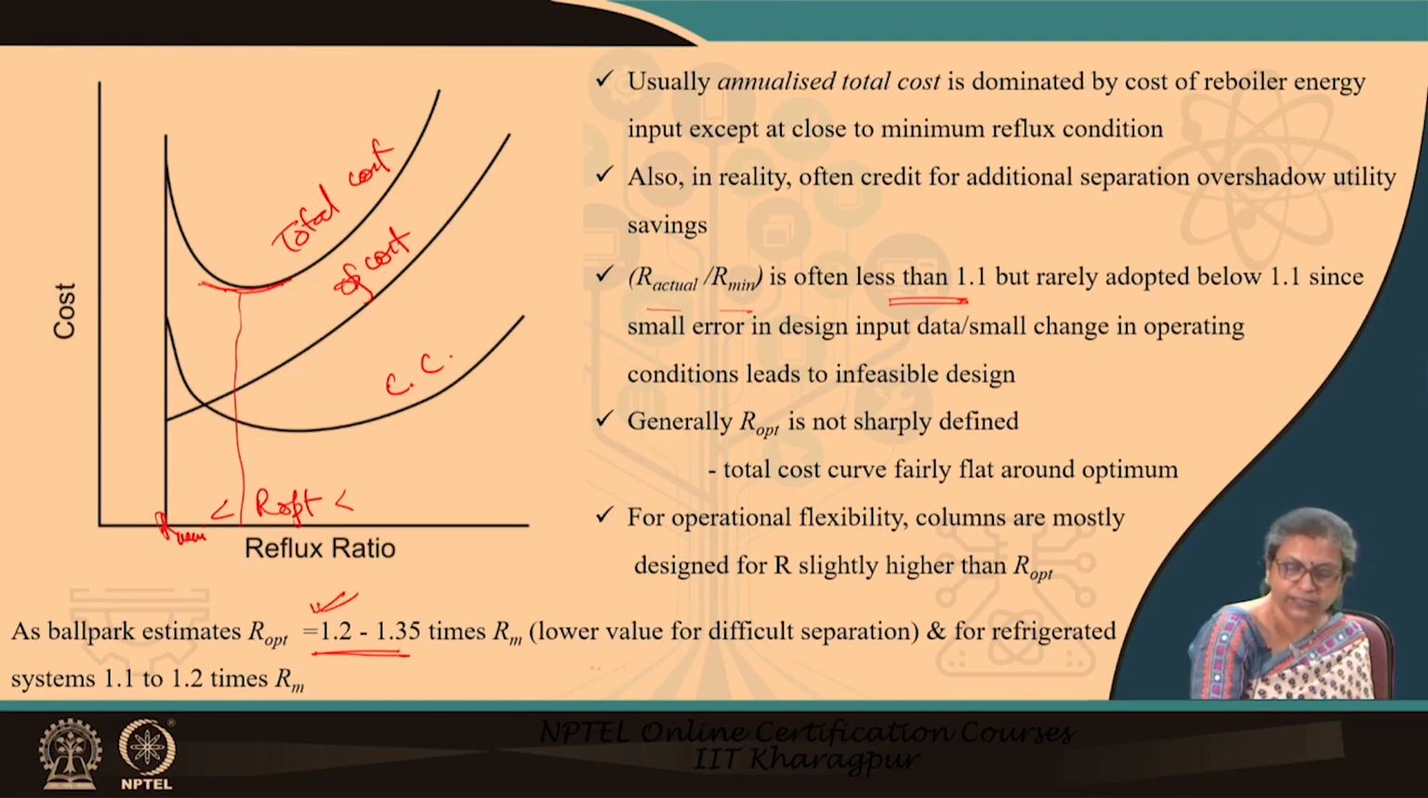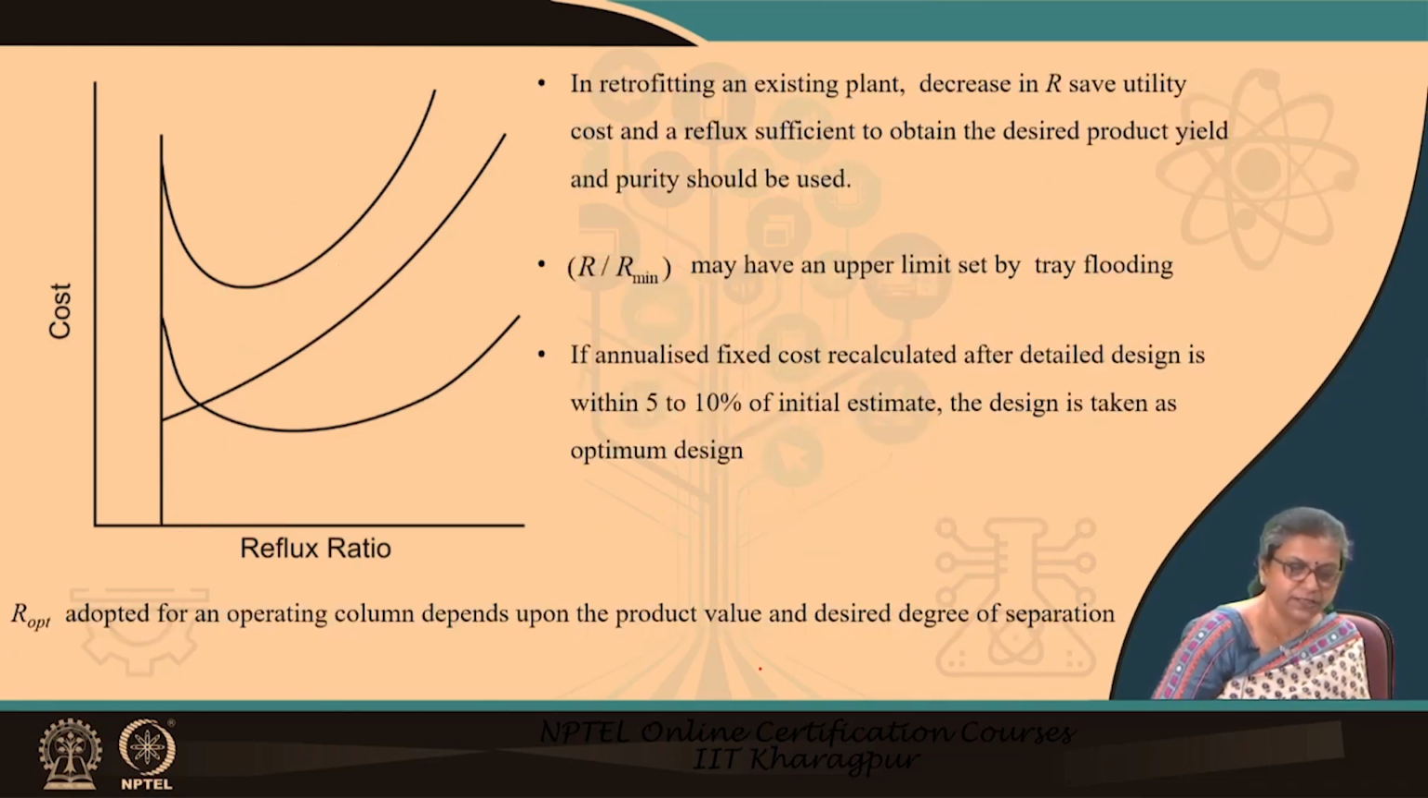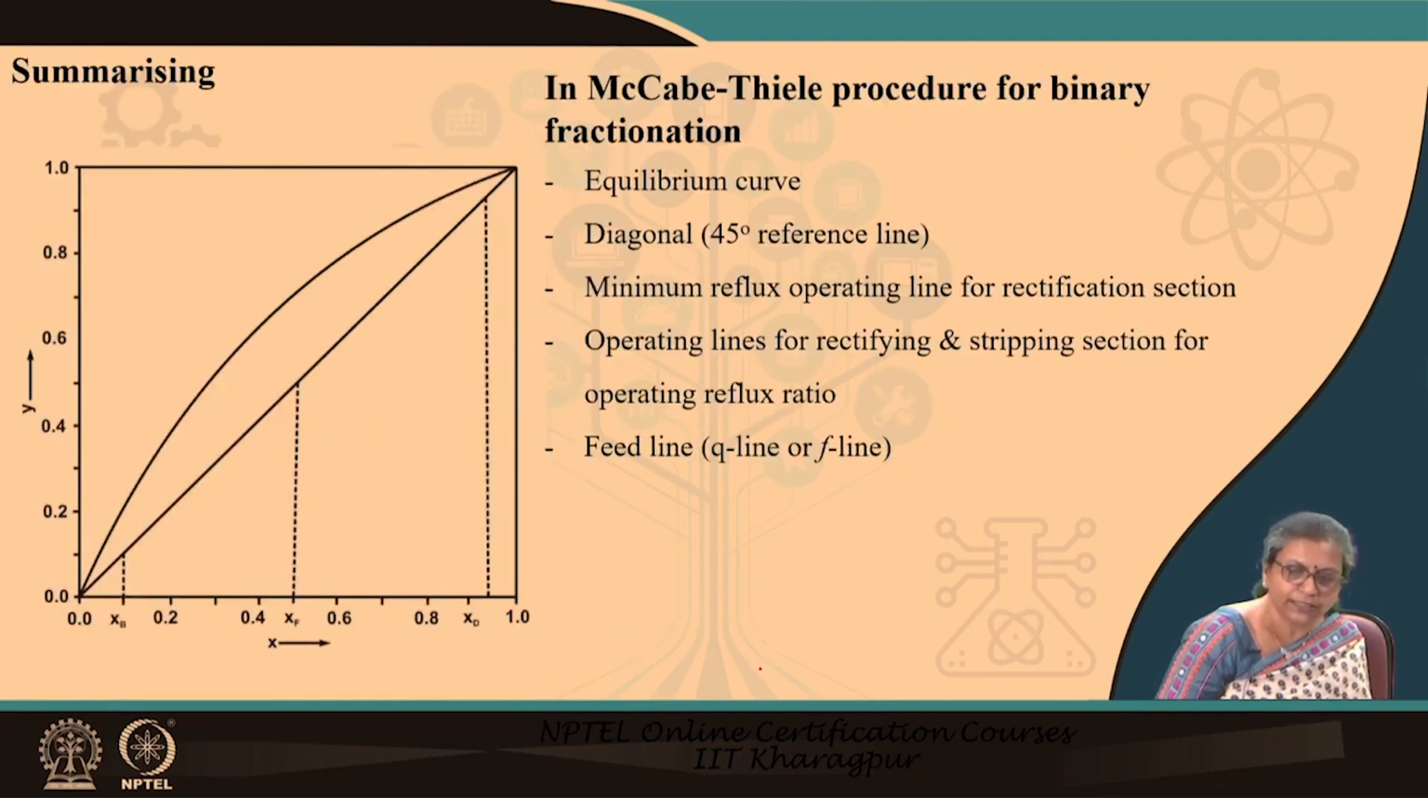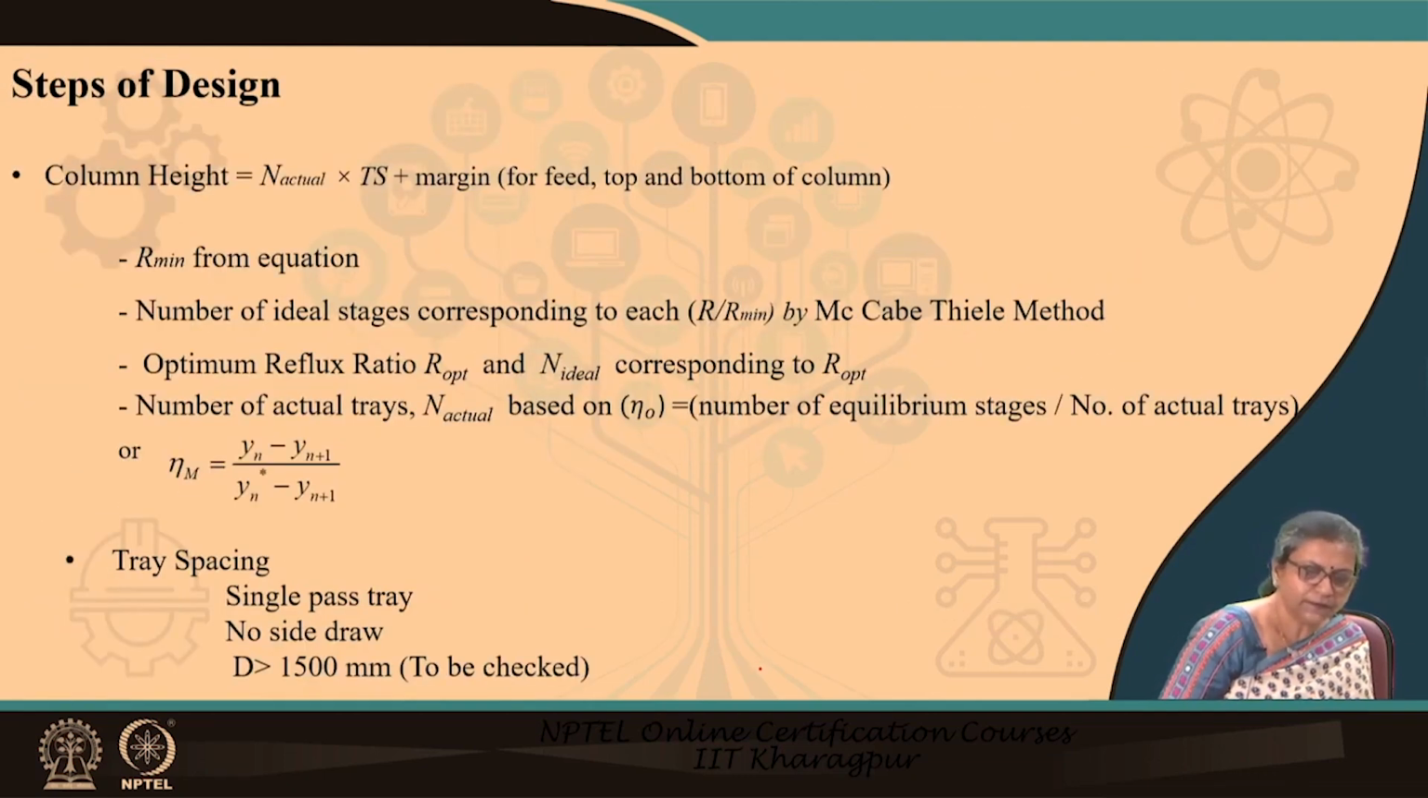This value is quite naturally for more difficult separations, and this is for the easier separations. Now, once you have calculated the whole thing, the entire cost has been done based on certain assumptions. What are the assumptions that we had taken?